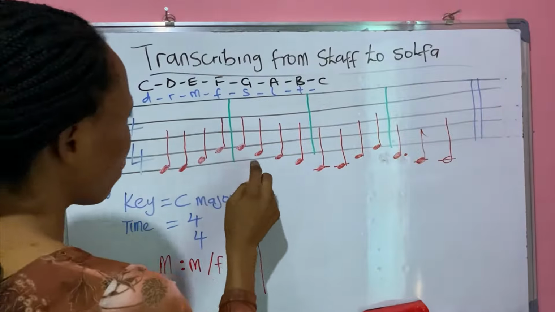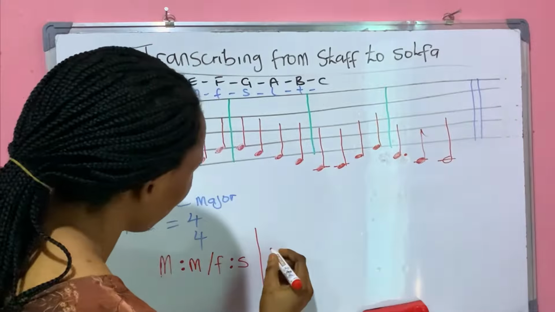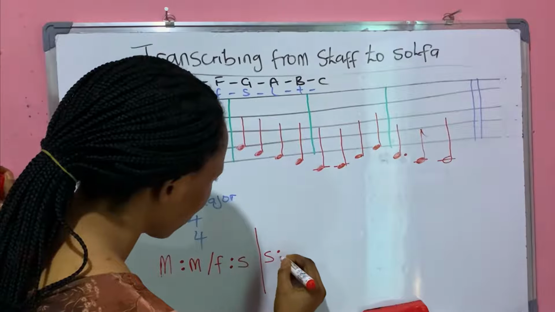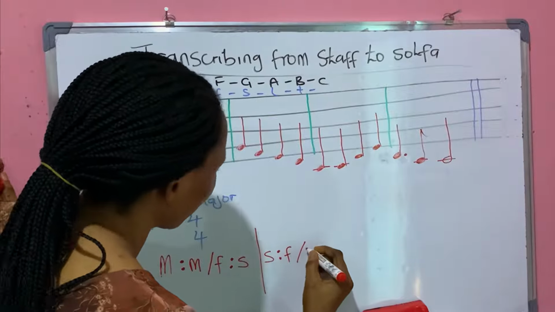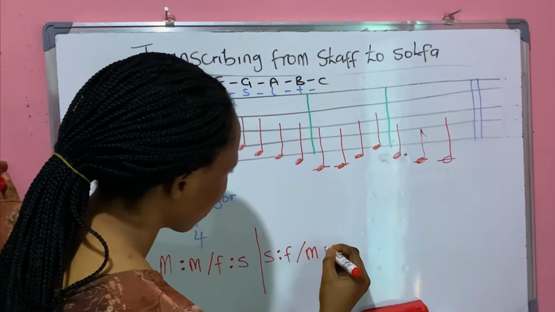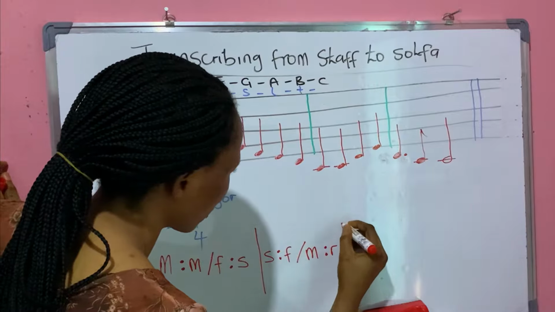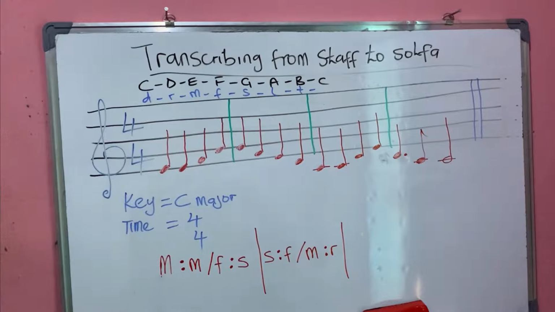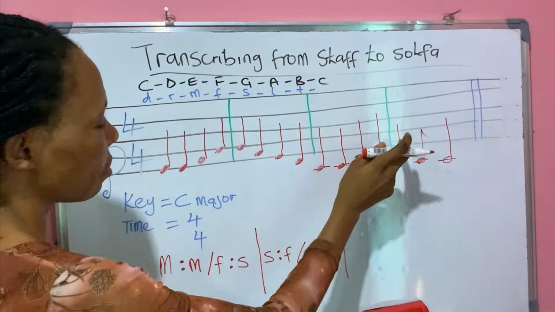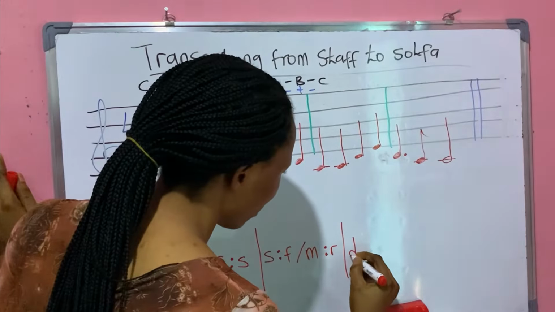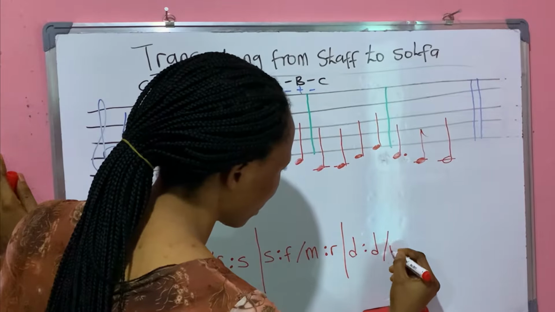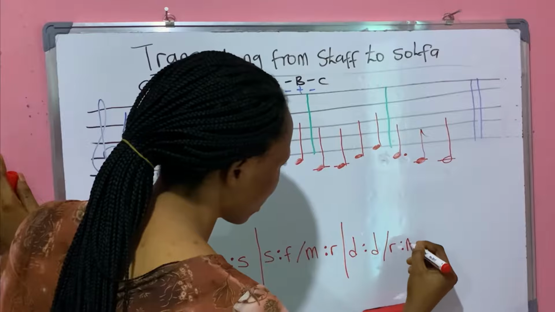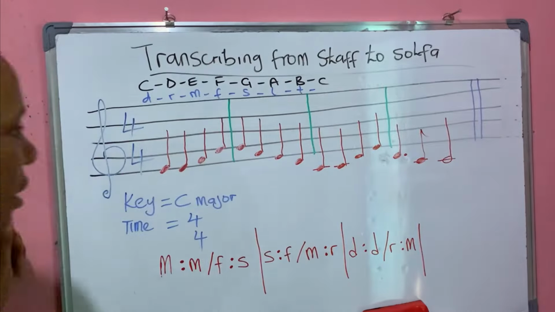Then we move to So, Fa, Mi, Re. And this music is in full beat. Then I use this slash and divide it, full bar line. Then we have Do, Re, Mi. We use a Do, we divide it, Re, Mi, full bar line.